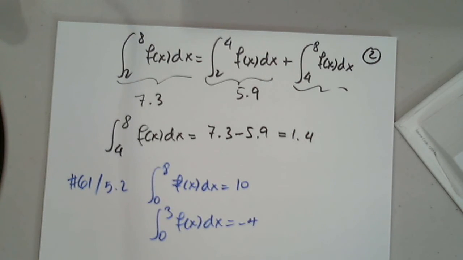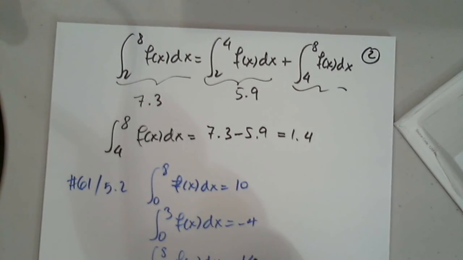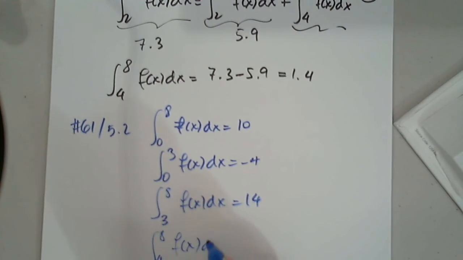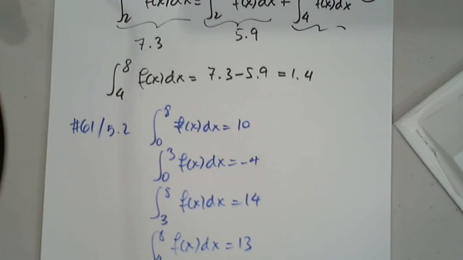Then the integral from 3 to 8, we already did that. So 3 to 8 of f of x dx, I said approximately 14. 3 to 8. Okay, 4 to 8. 4 to 8. So I'm going to subtract 1. So I'm going to say roughly 13. 4 to 8, f of x dx equals 13.